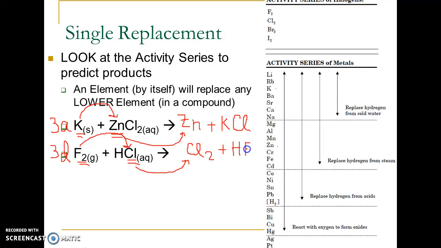Now to double check to make sure that this reaction occurs, I'm going to look at my activity series of halogens at the top here. I need to make sure that fluorine is higher in activity than chlorine. It is, so this chemical reaction will occur. Once I have predicted the product, I will balance this equation. I can balance this top equation too. Keep in mind that you are not going to carry over the subscripts for your products, okay?